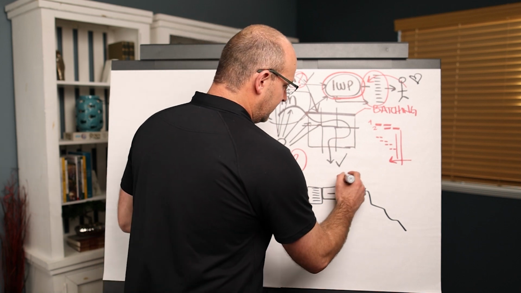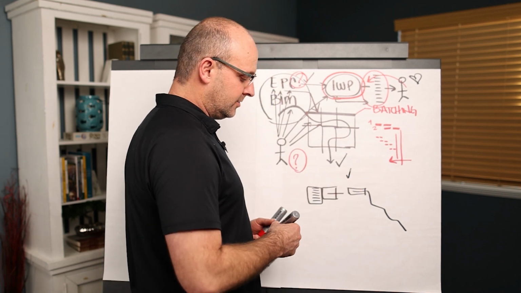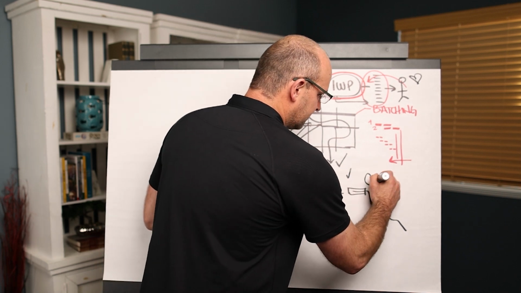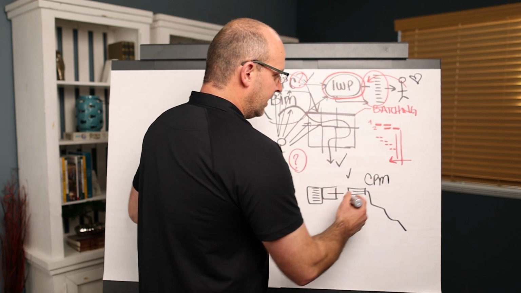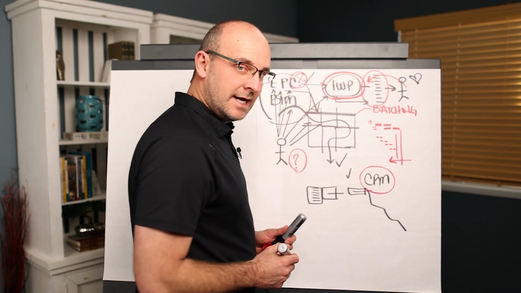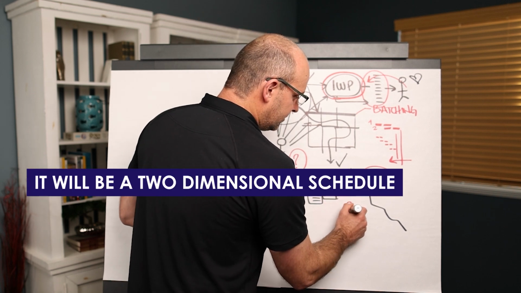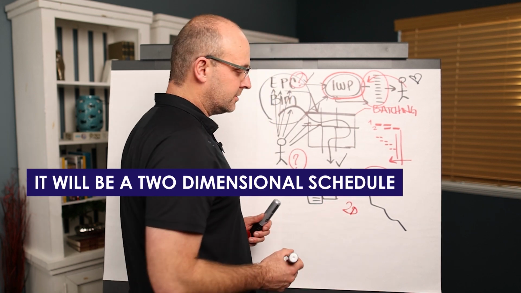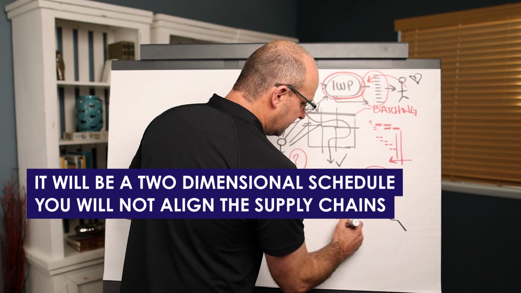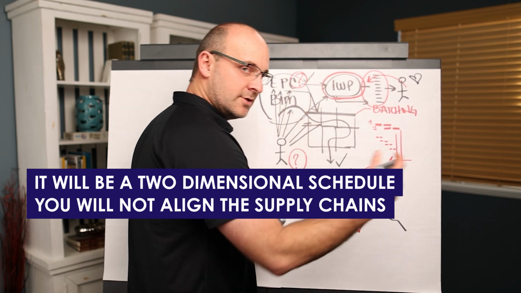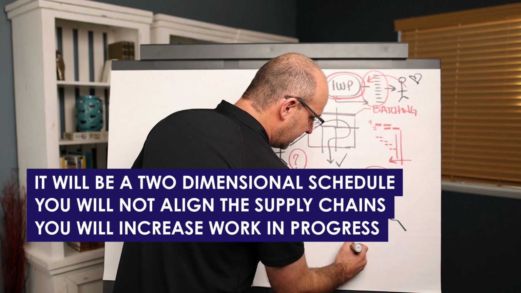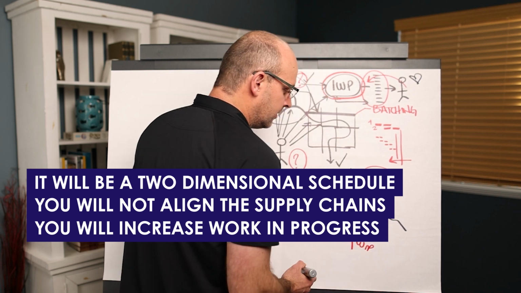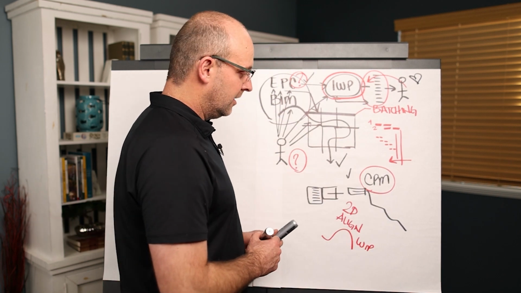Just so you know, I love aligning the supply chains, but what I do not like is the CPM aspect of it. If you put your advanced work packaging efforts into a CPM database, it will be a two-dimensional schedule, not a production plan. You will not align the supply chains because your schedule will be moving back and forth, and you will increase work in progress above the capacity of resources.